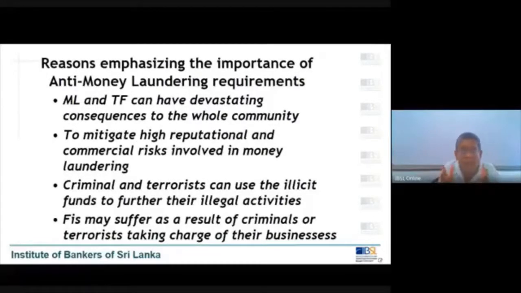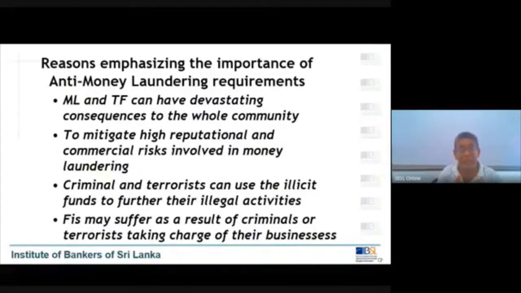Okay, so why do we need to emphasize the importance of anti-money laundering? Why does a bank need to do all these things? First one, money laundering and terrorist finance, TF meaning terrorist finance, can have devastating consequences to the world community. So, consequences to the world community.